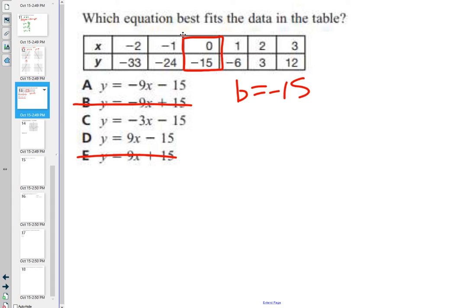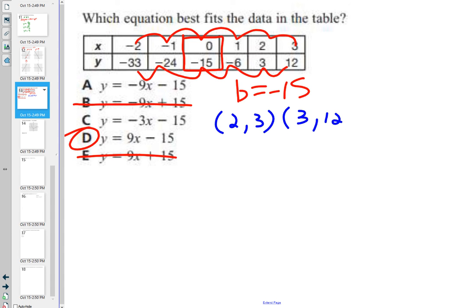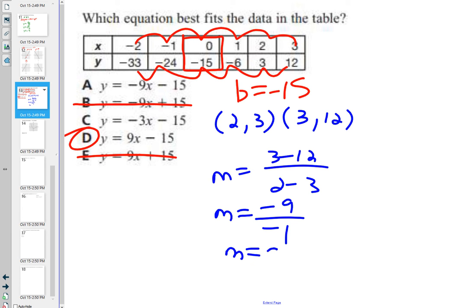Then to find the slope, you can cheat a little bit, because as long as the x's are going in order, you can find your slope by using it as a common difference. What's the common difference between all of these? The y's. They're all going +9, so I know the answer is going to be D, because I'm going up 9 from left to right. But if you want to confirm this, pick 2 points. I'll pick the ones that have positive numbers, so we don't mess up the sign. The slope is 3 minus 12 over 2 minus 3, which is -9 over -1, which is 9.